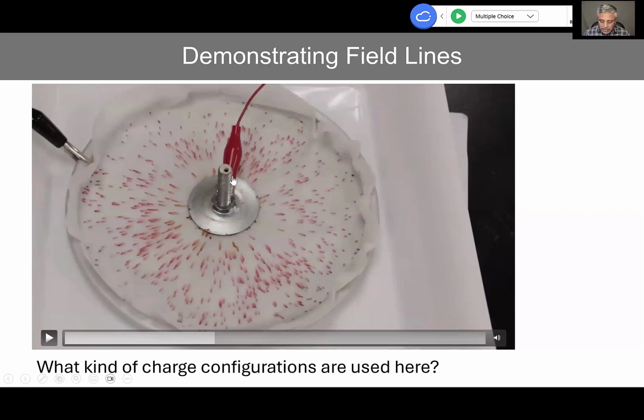Now here, what do you see? The positive terminal is at the center and this whole outer circle is negative. So what happens in this case? They just go radially outward. Okay, they just go radially outward.